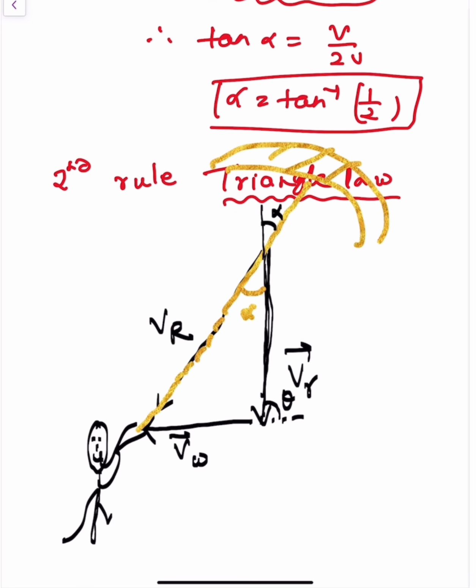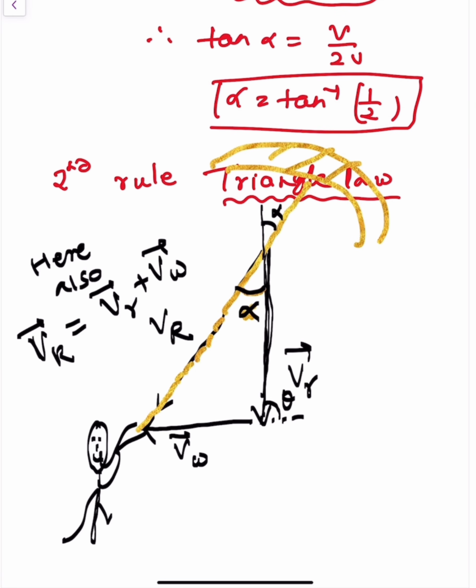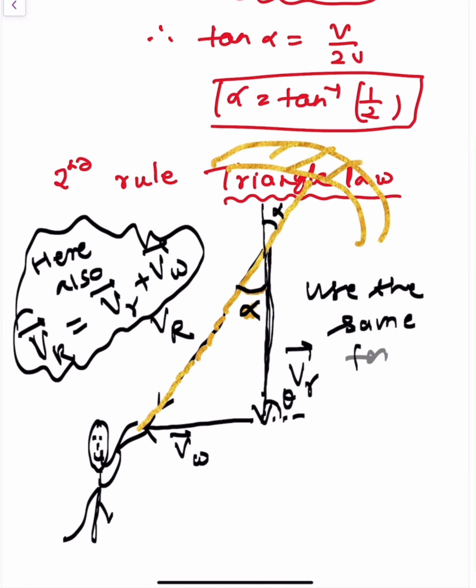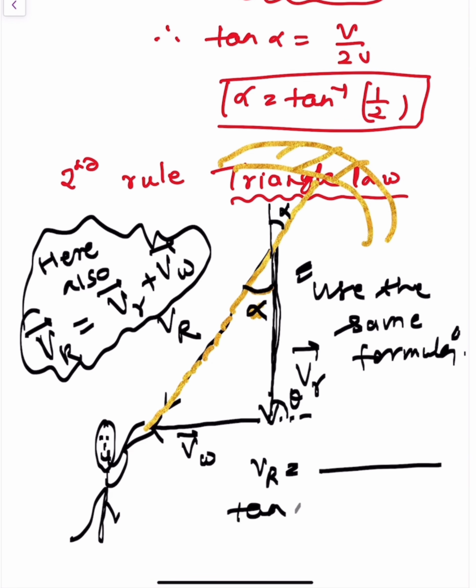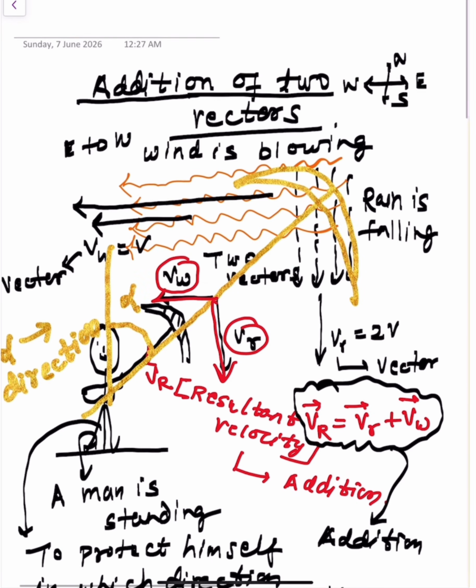From starting to ending you will have the resultant velocity of rain, and using this you will be able to find the value of alpha. You can see it is looking like a right angle triangle. You can go for the tan alpha formula. Tan alpha will be equal to perpendicular by base. It is just a vector addition and you will be able to get the answer.